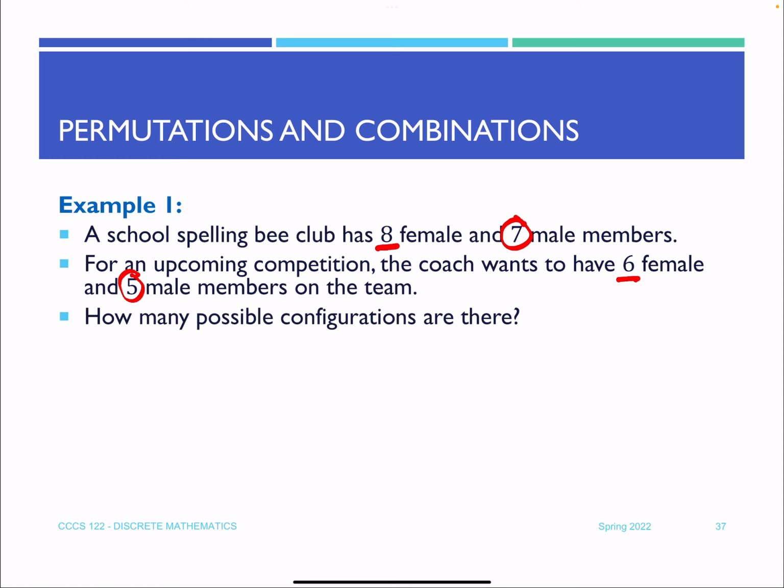Both choices can be combined. So you can think of the selection of female team members as task 1, and the selection of male members of the team as task 2. Both tasks can be performed independently, which means the total number of possible configurations will be the product of C(8,6), the number of ways I can pick 6 female members from 8 available, and picking 5 male members from a group of 7.